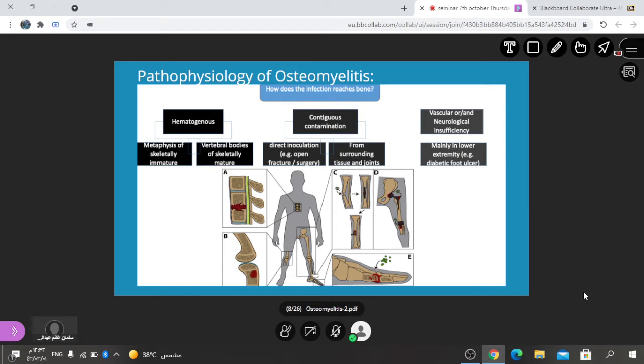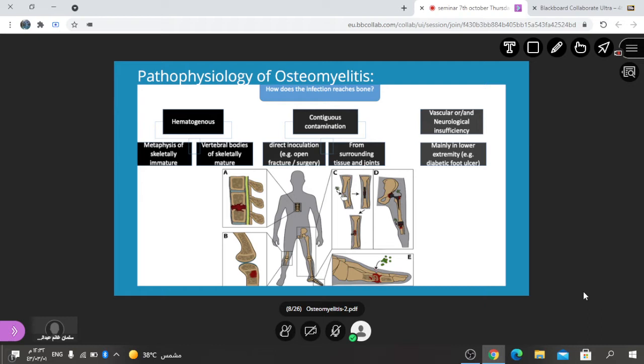Sometimes, if we have an abscess or pathogen in the surrounding muscle of the bone, the infection can spread from the muscle into the bone. Also, if it's in the joint, which we call septic arthritis, it can sometimes be complicated by osteomyelitis. And for the direct implantation of pathogen, we have open fracture wounds.